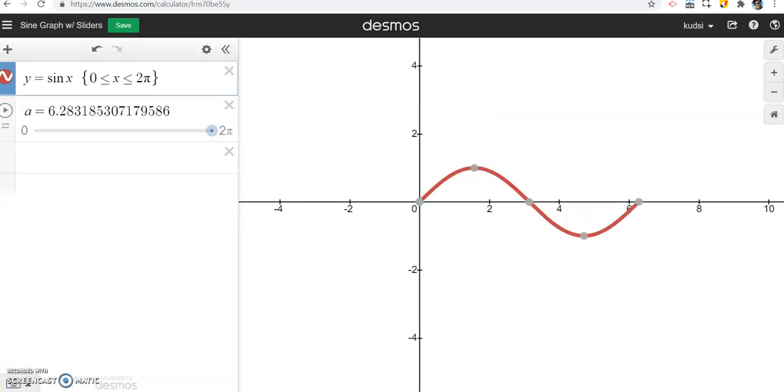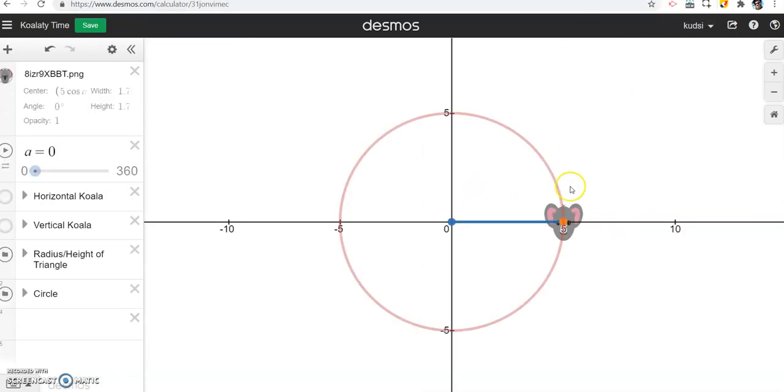Okay, so here's what I've got on this graph: the sine curve, but I only mapped it out from 0 to 2 pi, so that's 1 revolution. Again, we said 0 to 360. That's the same as 0 to 2 pi. That's the koala. From 0 to 360, he goes up, he goes down, and he's back to 0.